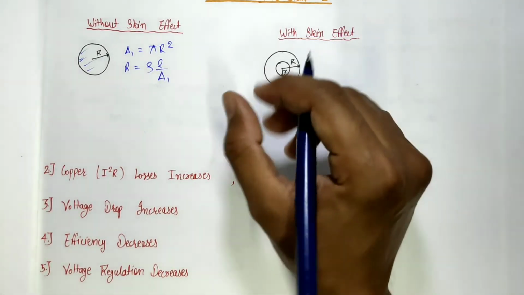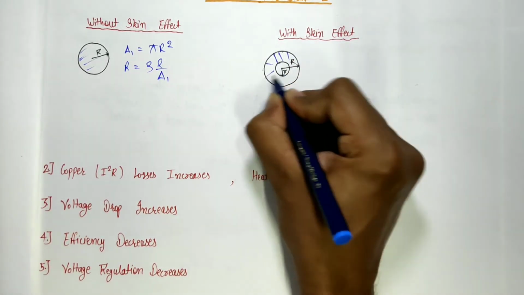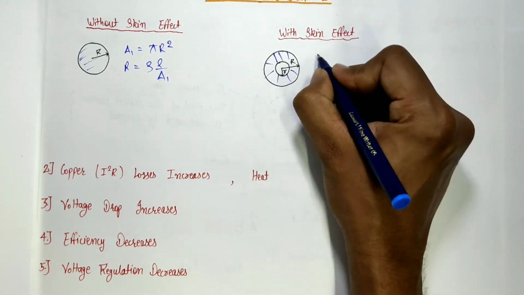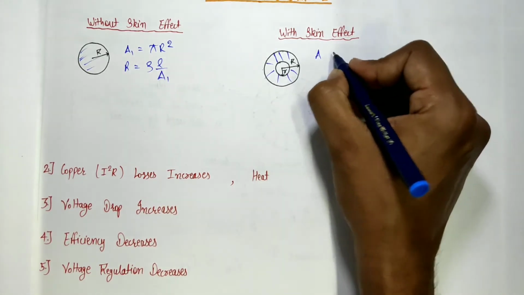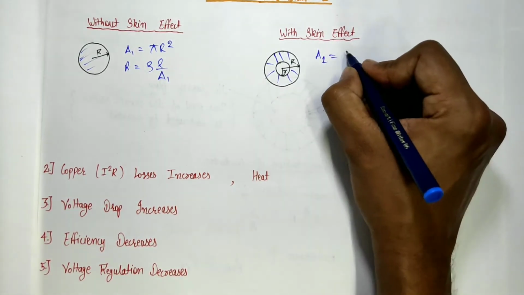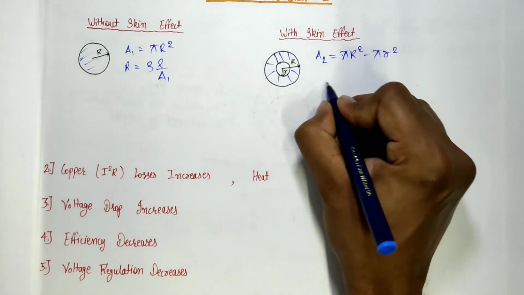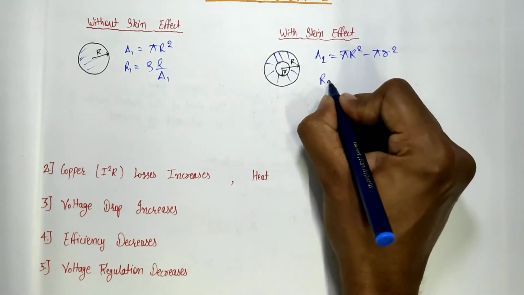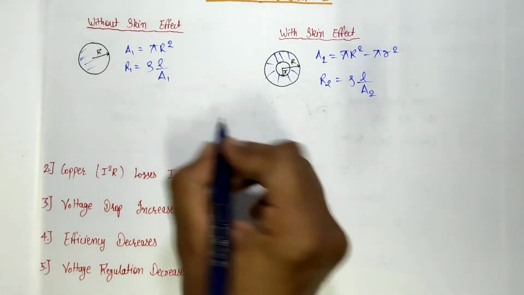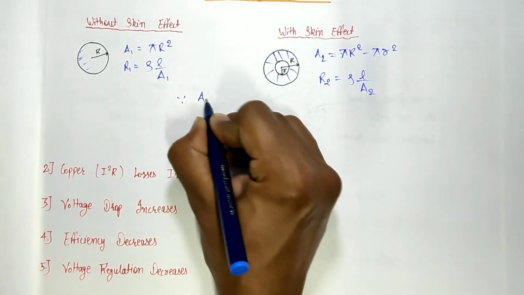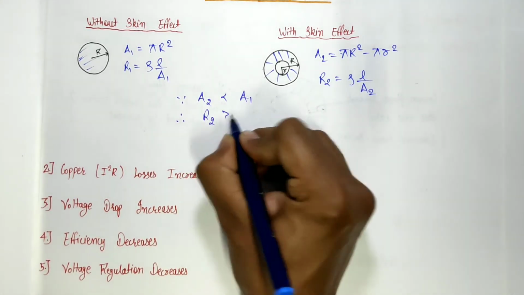On the other hand, in this wire, skin effect is occurring here. So due to skin effect, current will flow through this part only, this part of the conductor only. Therefore this is the effective cross section area of the conductor, and this part is the waste part. So A2 we can write as pi capital R square minus pi small r square, and the resistance, this is R1 and this is R2. R2 can be written as rho L by A2. Now guys, since A2 is less than A1, therefore R2 is greater than R1.